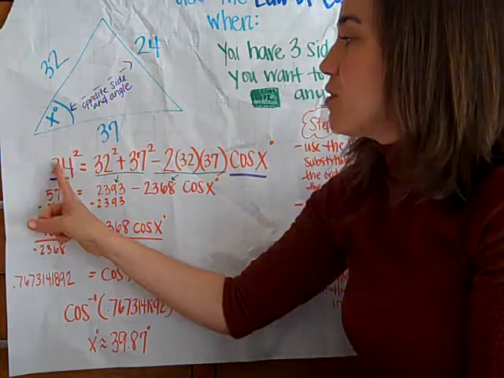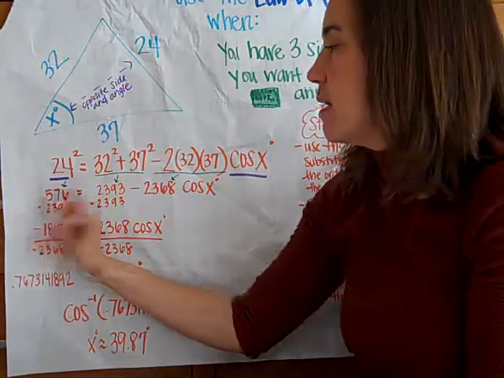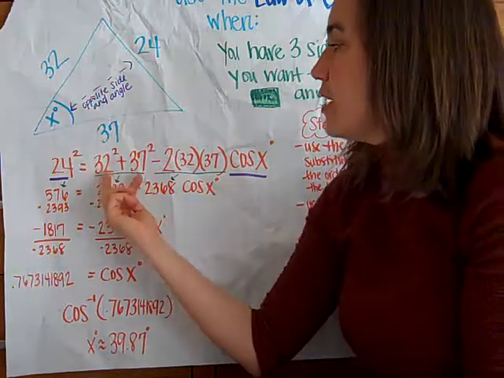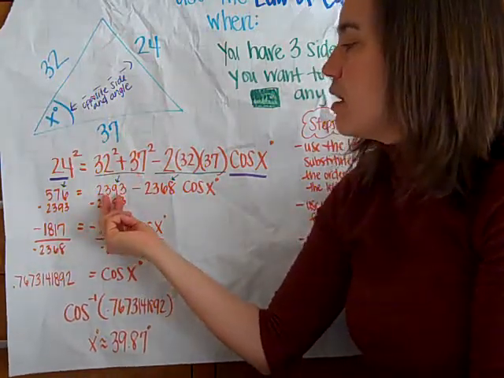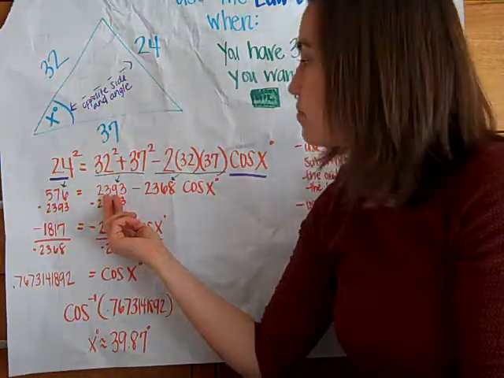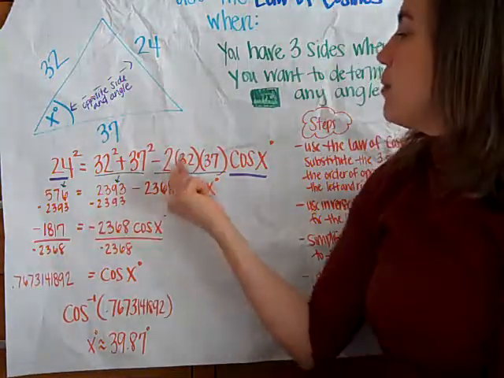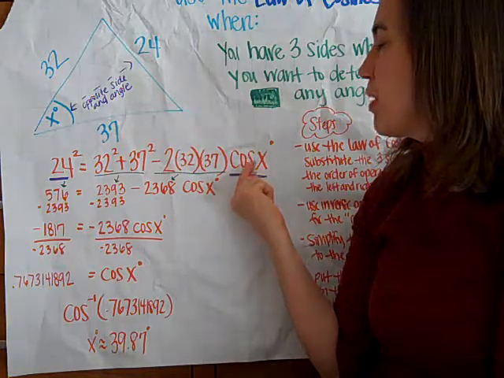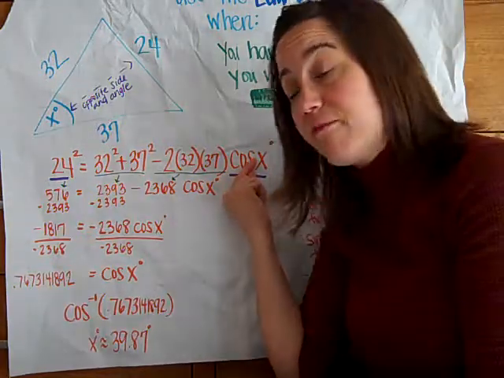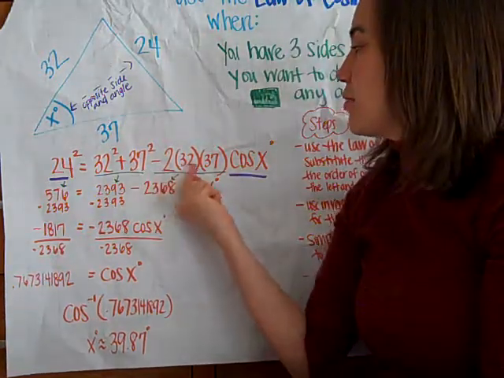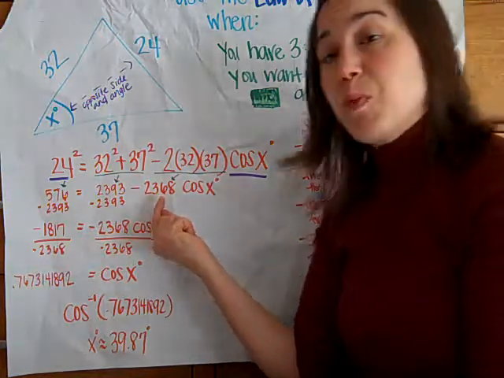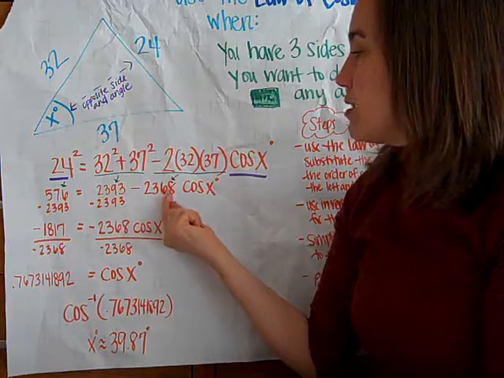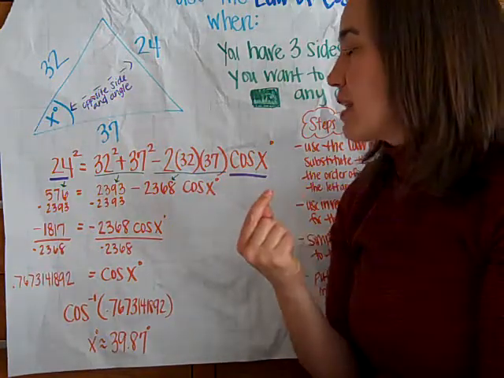I would do 24 squared, which is 576. I would square the two adjacent legs, 32 and 37, and add them together to get 2,393. And just like before, I would multiply -2 times the two adjacent legs, but instead of multiplying by the cosine of x, since that's what we're solving for, I'm just going to multiply these three numbers together. And because the product is negative, I would write -2,368 times the cosine of x.